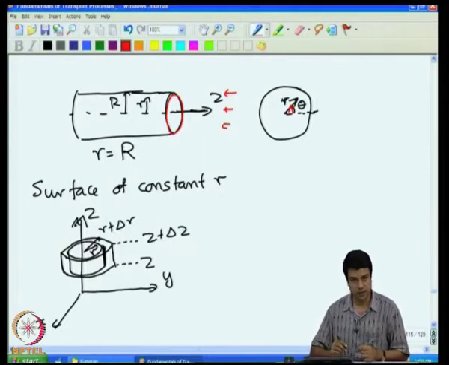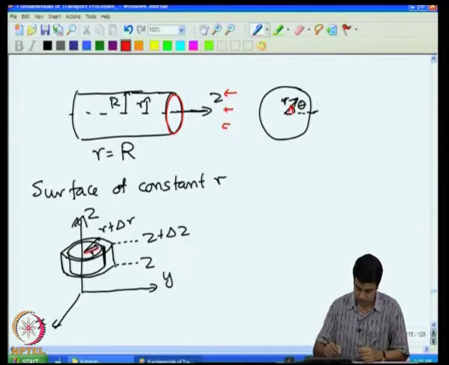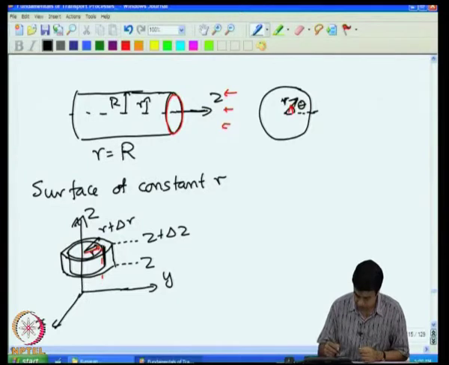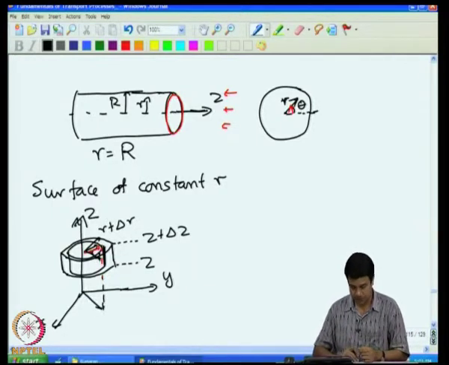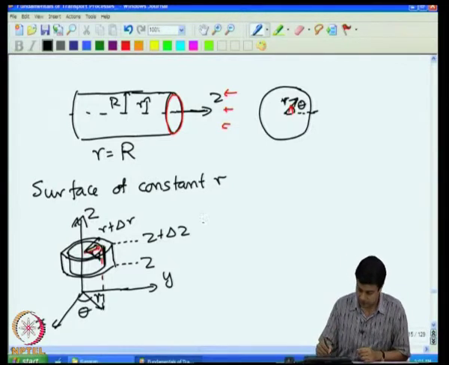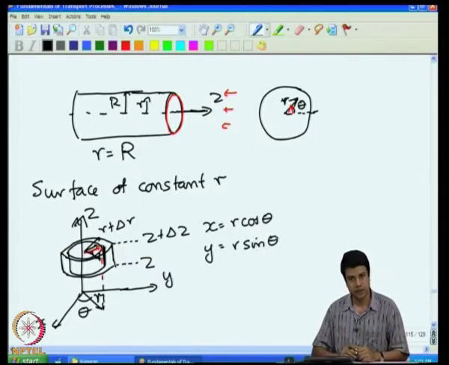It is clear that along the x, y plane, the distance made by any position to the x axis is given by the radial coordinate. So, if I had some position on this surface at a distance r from the origin, I just take the projection of that onto the xy plane. The distance of that projection is r, the angle it makes with the x axis is theta. So, it is obvious that x is equal to r times cos theta, y is equal to r times sin theta. And z of course is the same.